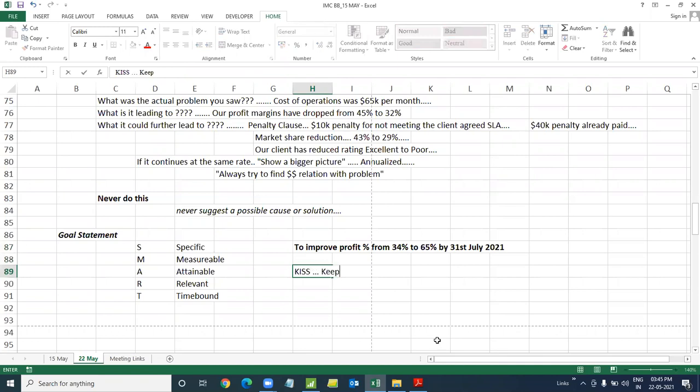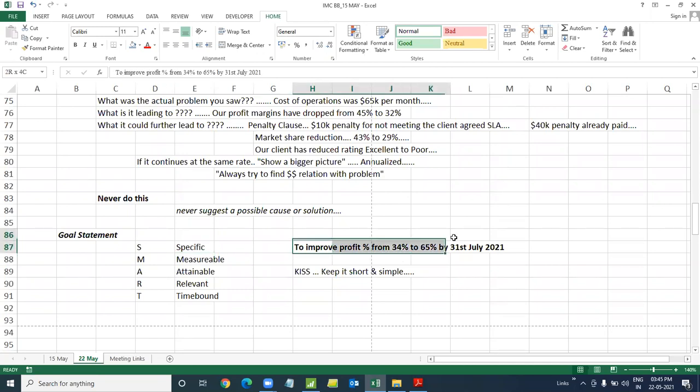Keep it short and simple. Don't explain the goal statements. Never do that. The more you explain, the more problems you'll have, and we'll talk about it right away. First of all, let's understand, is it a SMART statement? Specific? Yeah, I'm very specific, 34 to 65%. Is it measurable? Yes, I can measure how my profit is working. Attainable? Yes, we have been doing 65%.